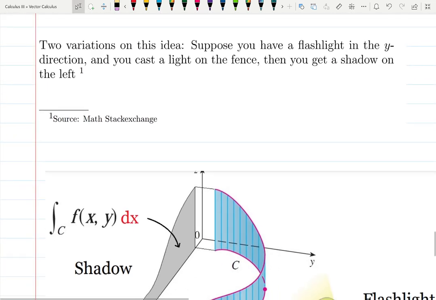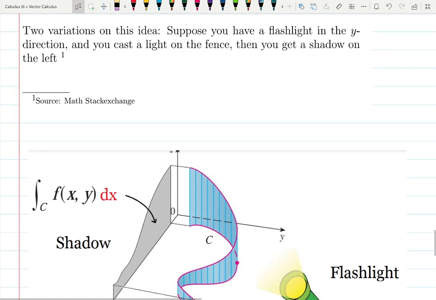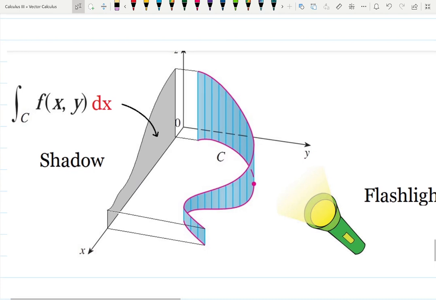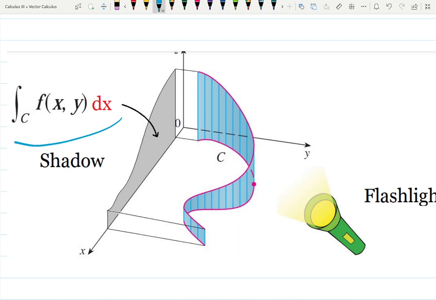Very interesting idea. Suppose you have a flashlight in the y direction that you cast a light on the fence. Then what kind of shadow do you see? That's a genius idea of explaining why it has both dx and dy in the same integral. First, it will have dx. If you're making a shadow towards, you don't have to write this down. I will give you a note.